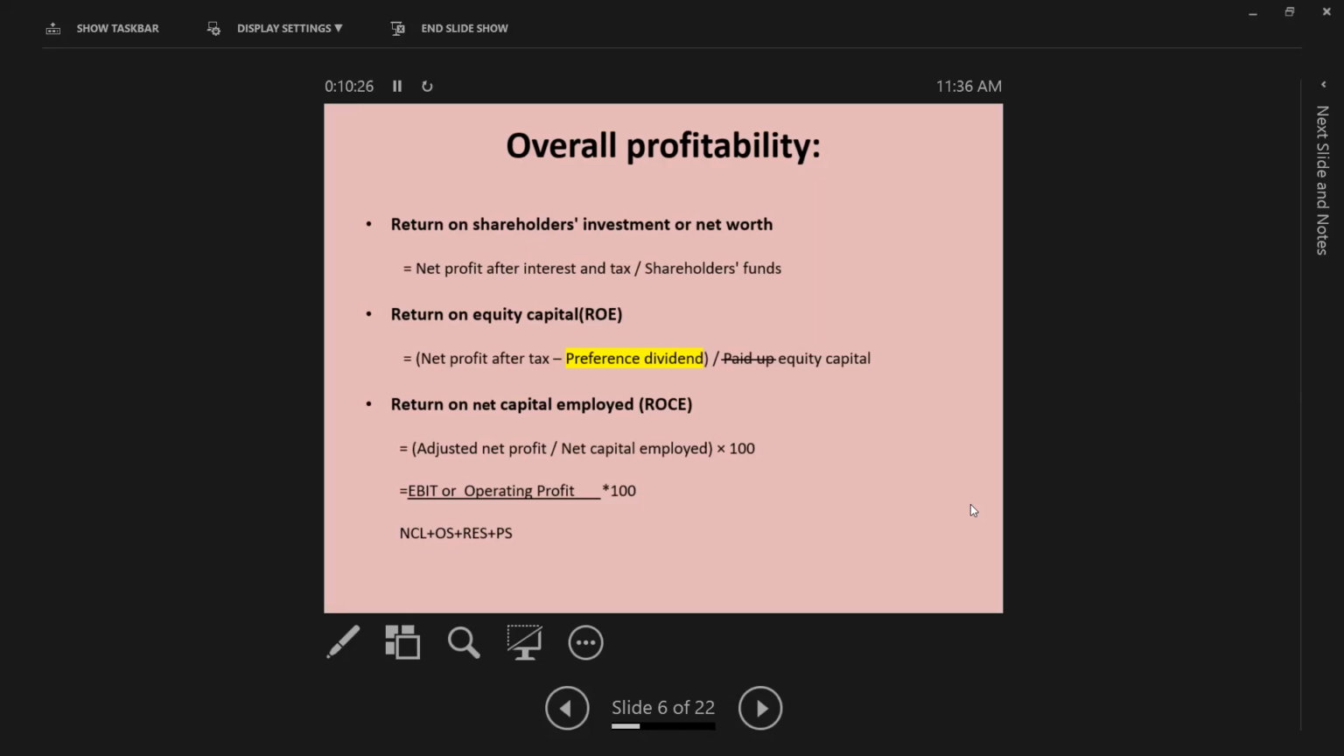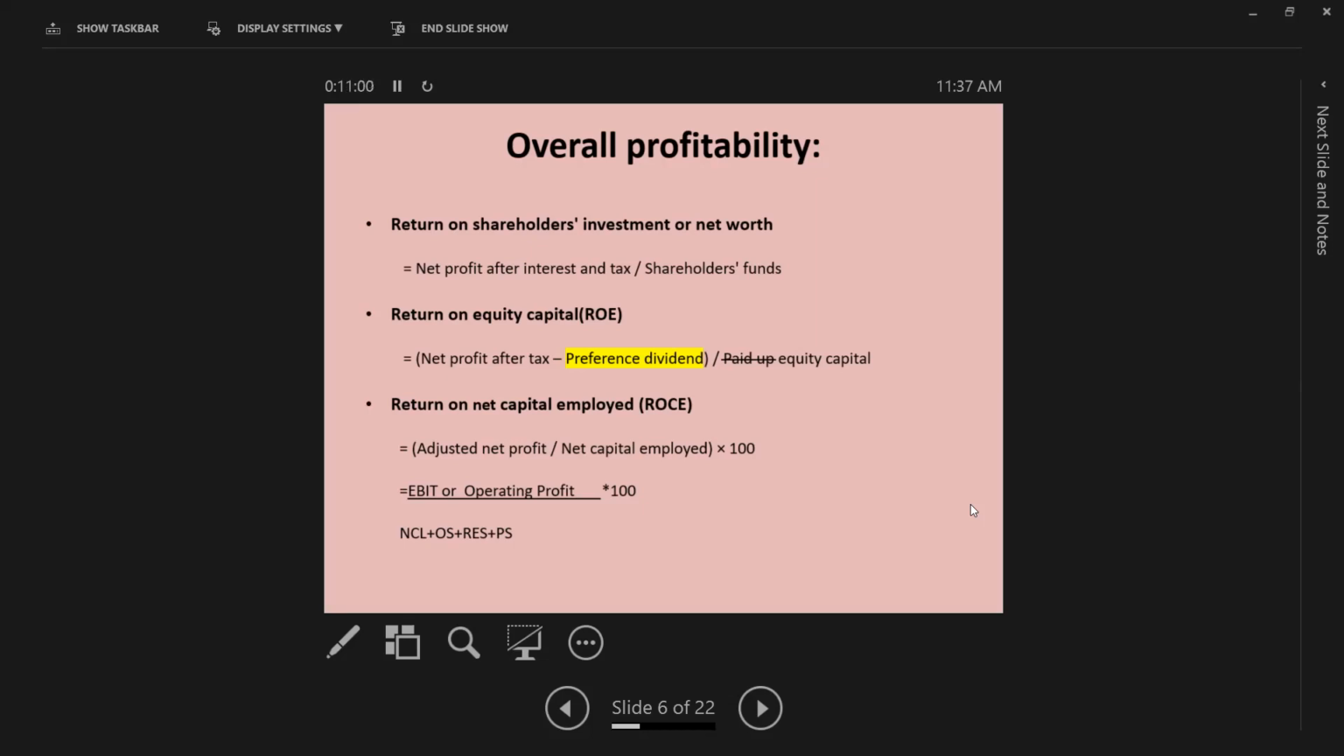The net capital employed means net current liabilities plus ordinary shares plus all the reserves, whether it be a capital reserve or a general reserve, plus the preference shares. So here you can see all the values relating to equity in terms of shares as well as non-current liabilities are included in the base of the ROCE. Clear?